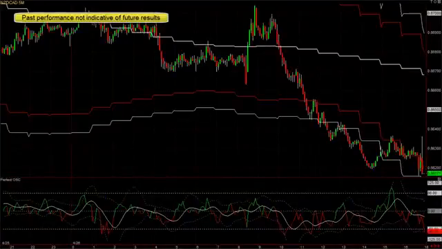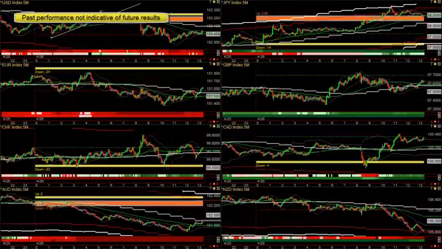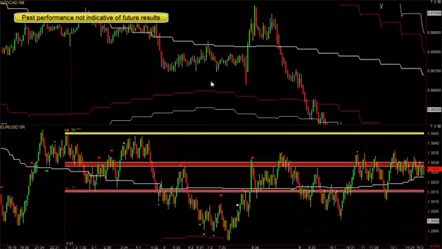Let's take a look at this on the chart. Maybe it was after 8:40. Hold on. Oh yeah, it was 10:30. Sorry. So let's go back to 10:30.